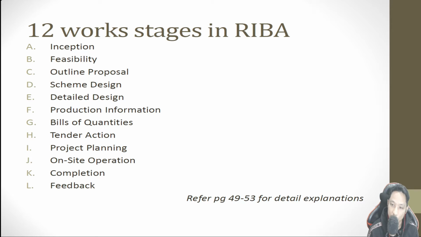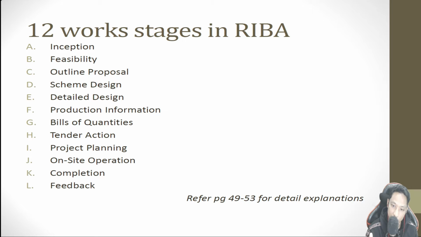So there are 12 work stages in the RIBA, starting from A to L, from inception to feedback. In other words, from the beginning of the project, from the commencement of work until the completion. So inception is whereby the client prepares the project brief based on his requirement. And then moving to feasibility study, the study of site location, financial, design, and etc. And then the architect will produce an outline proposal based on the concept proposed by the client.